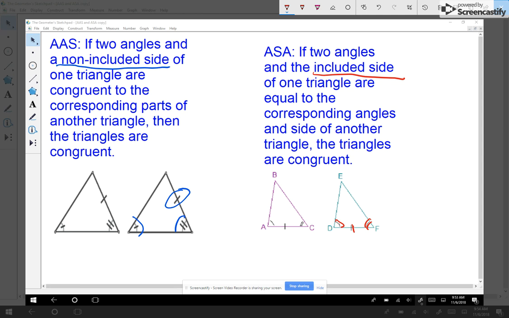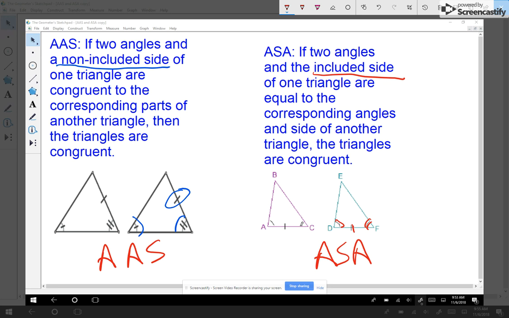So for angle, angle, side, looking at this one, I have two angles, and the side that is not in between the angles, so that's what we call it: angle, angle, side. For angle, side, angle, notice I have two angles, but in this case, the side is in between the angles, so angle, side, angle.